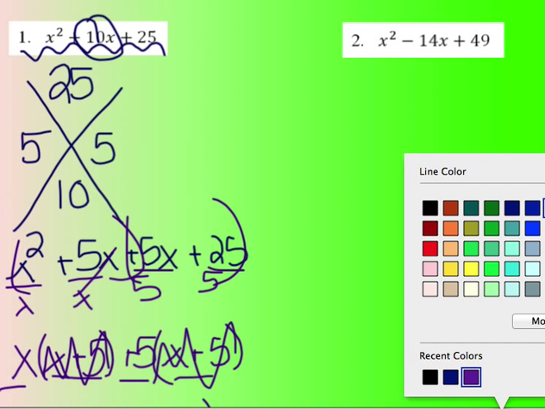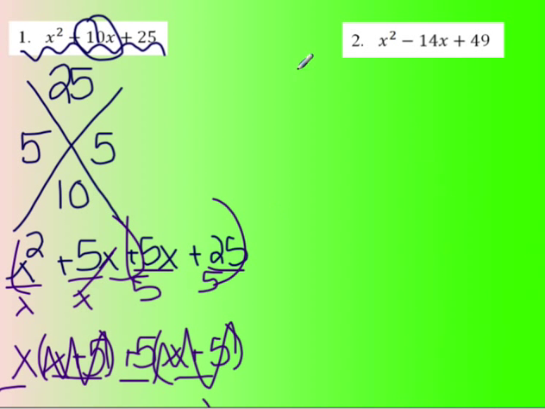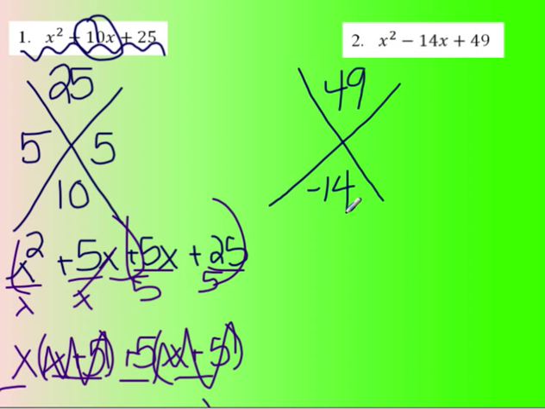So let's take a look at number 2. For number 2, we want to multiply to 49 and add to a negative 14. Well, here I'm multiplying to a positive product. That means my signs need to be the same. Since my sum is negative, they're both going to be negative. So to multiply to a positive 49 and add to a negative 14, I'm going to use negative 7 and negative 7.